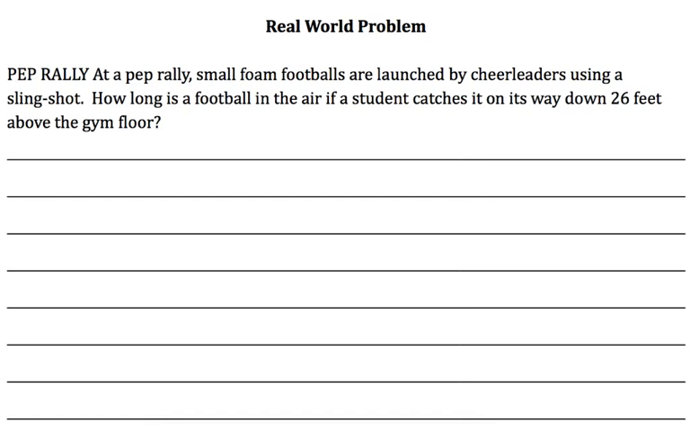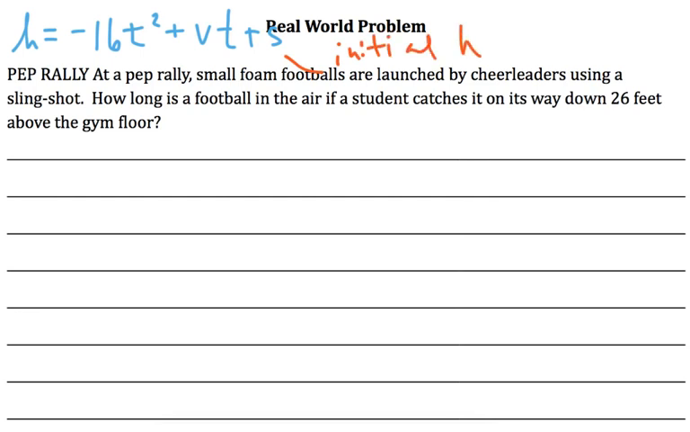Now, before you do this problem, you need to know the equation that you would use, and that is h for height equals negative 16t squared plus vt, where v is velocity, plus s, where s is the initial height of something launched in the air. As it is, you don't have enough information to do this problem. So let's draw our picture first.